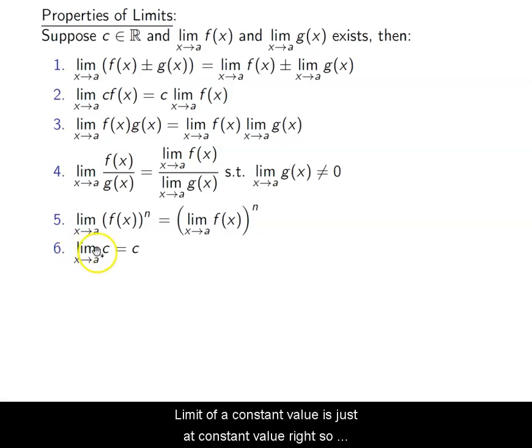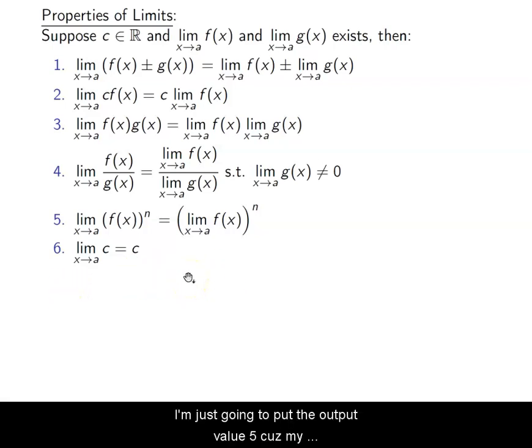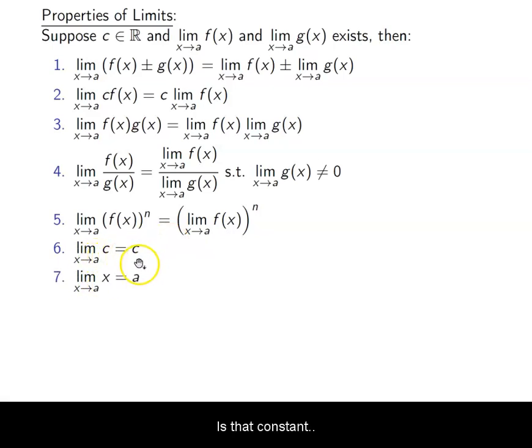Okay. The limit of a constant value is just that constant value, right? So if my function is like 5, it's always 5. It's very plain to see that as I approach from the left or from the right for any value, I'm just going to approach the output value of 5 because my function is always 5, right? So the limit of a constant value is that constant value.